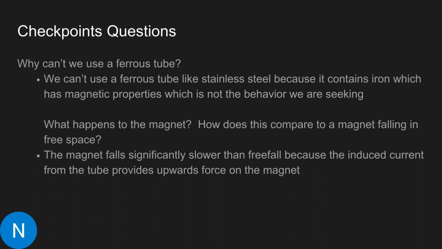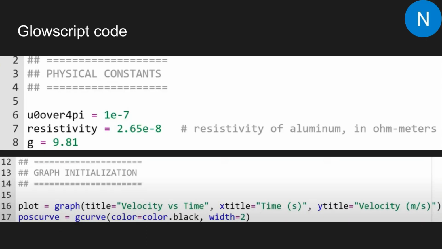And then the next question: what happens to the magnet? How does this compare to a magnet falling in free space? The magnet falls significantly slower than in free fall because the induced current from the tube provides upward force on the magnet. So here's the first part of the GlowScript code.